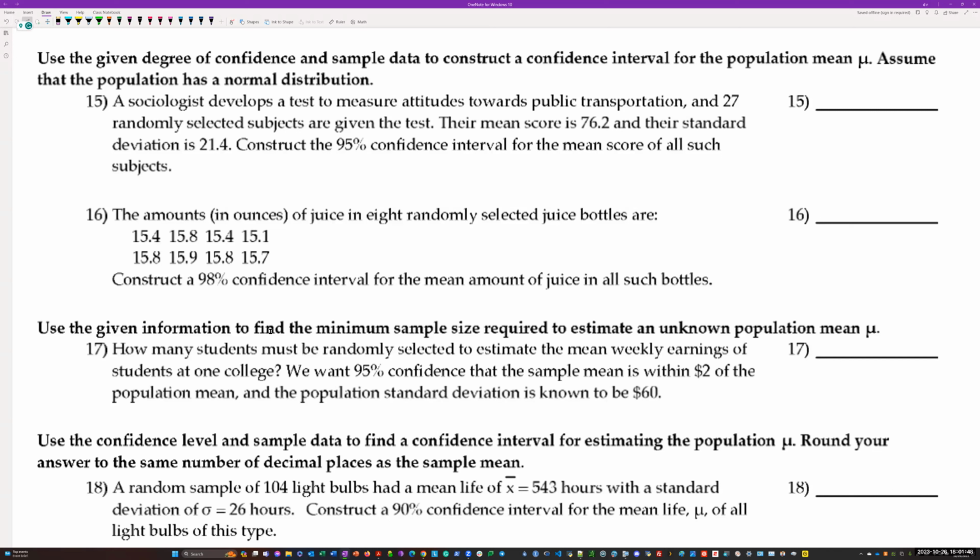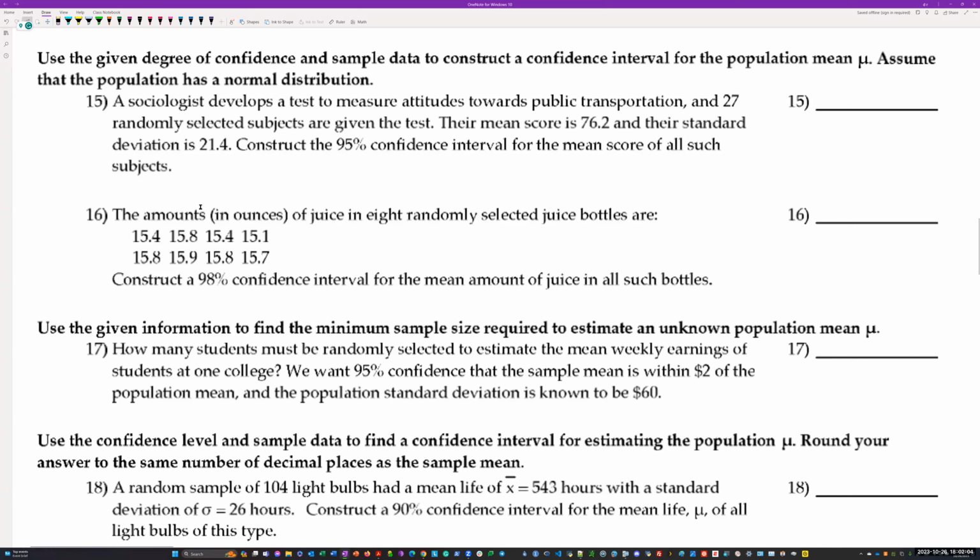All right. So a sociologist develops a test to measure attitudes towards public transportation. 27 randomly selected subjects are given the test. Their mean score is 76.2 and their standard deviation is 21.4. Construct a 95% confidence interval for the mean score of all such subjects.